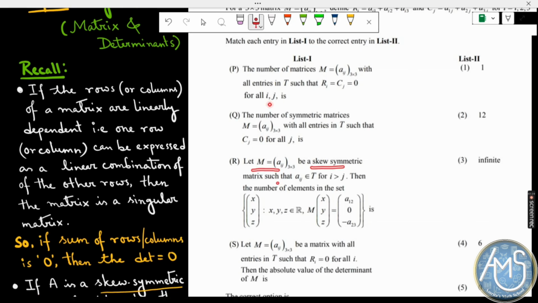In option R, let M be a skew symmetric matrix such that Aij belongs to T for i greater than j. That means the elements (2,1), (3,1), (3,2) are from T, otherwise from anywhere, and it is a skew symmetric matrix.